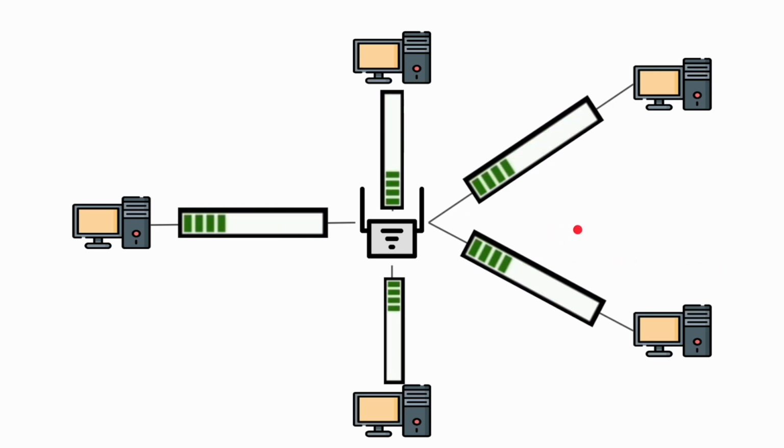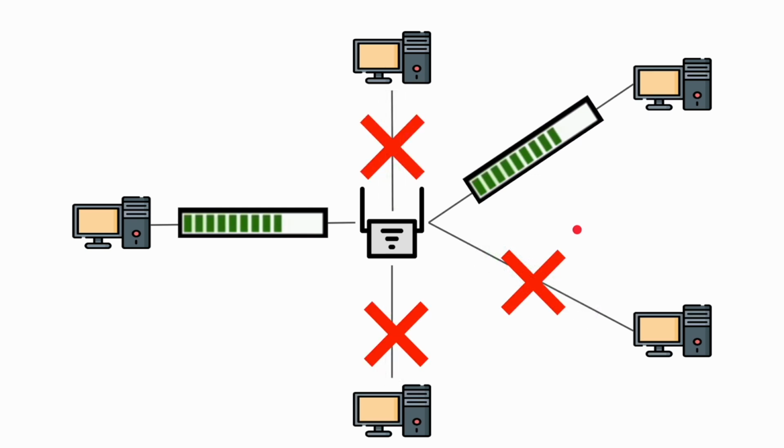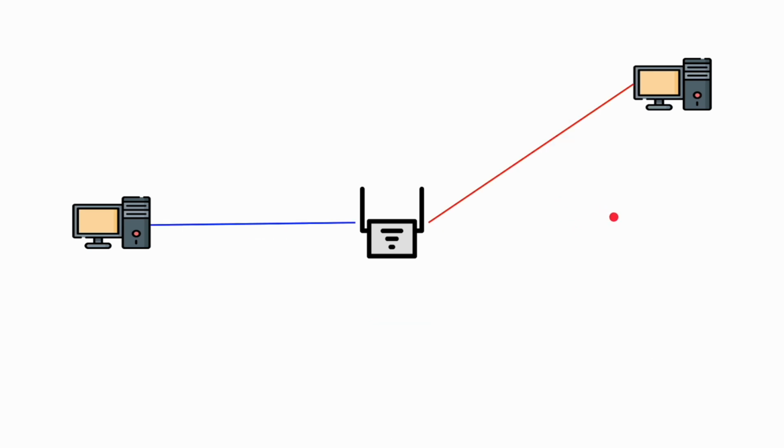So this is where we use switches. A switch is basically a smart hub which sends the data to the specific device that the data is meant for. This way the data directly travels from the sender to the receiver, making the data more efficient and most importantly secure. Switches use MAC addresses. They're used to identify where the data needs to be sent.